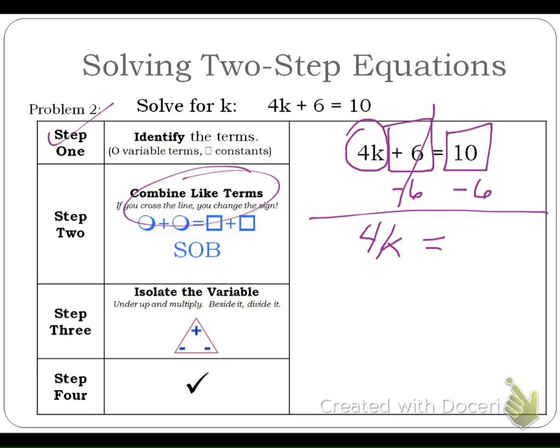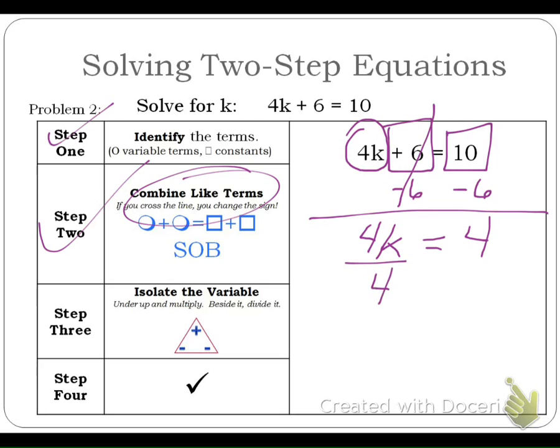Is equal to 10 minus 6, or 10 and negative 6. I combine those two terms together, so I subtract, because they're opposite signs. 10 minus 6 is 4. And the bigger sign wins, so it says positive 4. So I've done step 2. Step 3, I need to isolate my variable from its coefficient. I see that it has a coefficient of 4 that's beside my variable. And what do I remember to do? If it's beside it, I have to divide it.